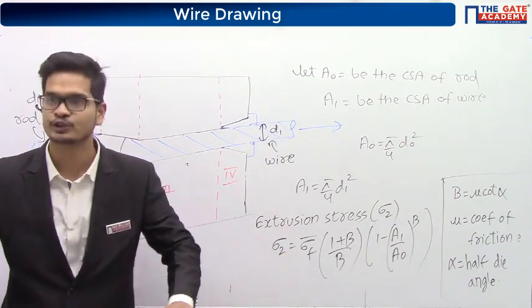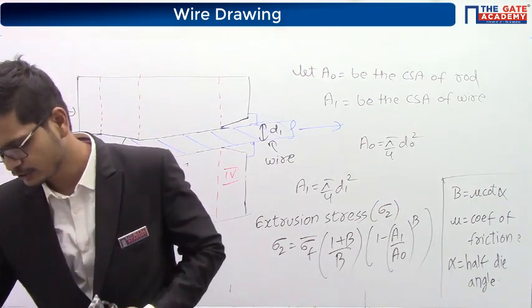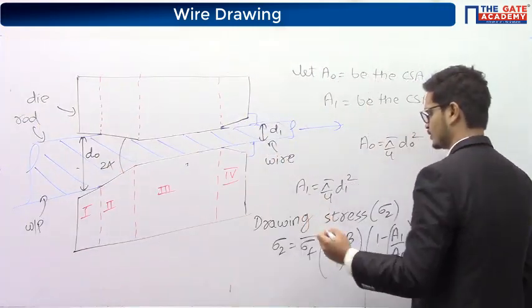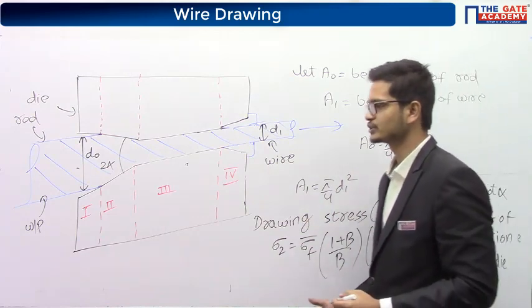Oh, I have written extrusion. Sorry, it is drawing. It is drawing stress, right? This is a drawing process. Drawing stress sigma 2 is equal to this.